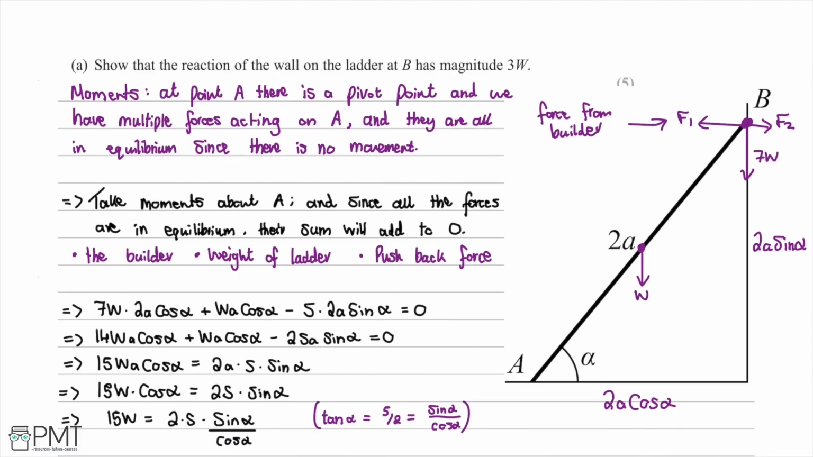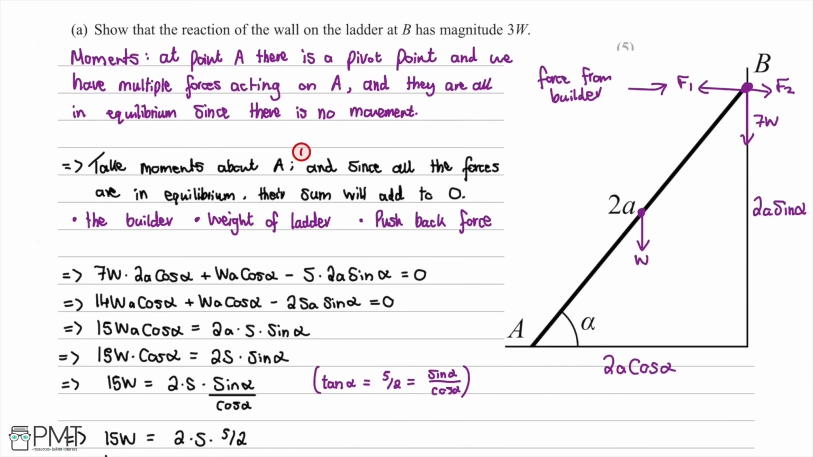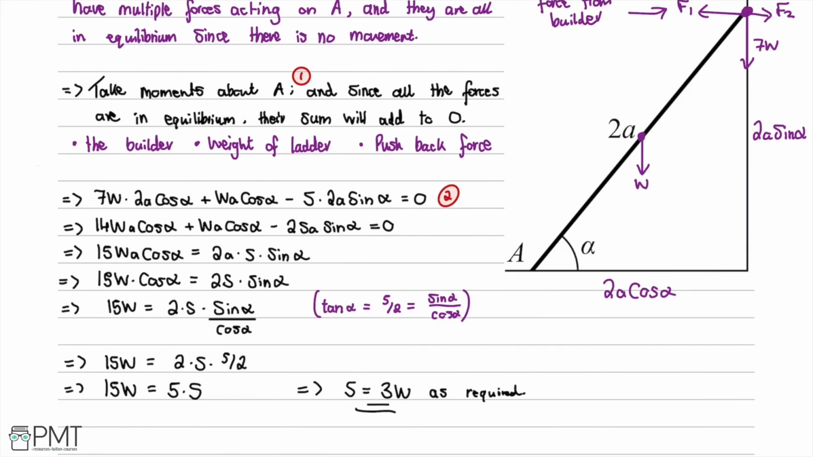This question was worth 5 marks, and we achieved our first mark for taking the moments about A. So that's here where we achieved that. We then achieve our second and third mark for having this expression here. So 7W 2A cos alpha plus the rest of that, we receive not 1 but 2 marks at this point. We then receive a fourth mark for making use of tan alpha to substitute that in for sine alpha over cos alpha, and then we receive our fifth and final mark for concluding with the required answer, which was 3W.